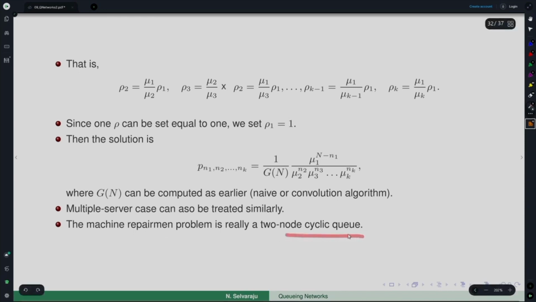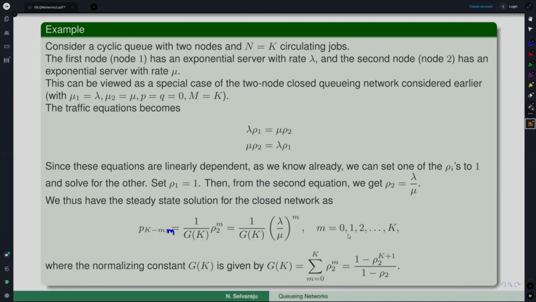So, that is basically a 2-node cyclic queue. It is a very simple network, but many a time the analysis would help us a lot, depending upon the situation that you would have, because there are many more specialized results which can be obtained for the cyclic queuing network. Okay, that is possible.